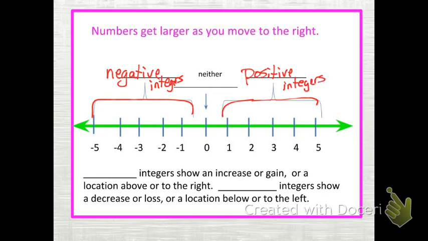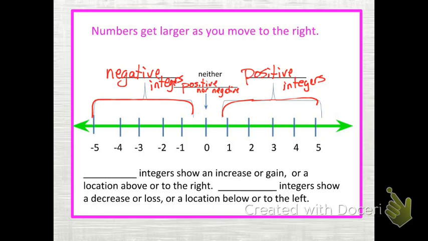How about 0? Is 0 positive or negative? Neither. It is neither positive nor negative. Okay? So 0 is not positive or negative. Never tell me -0. It's not. It's just no such thing. It's just 0. All right.